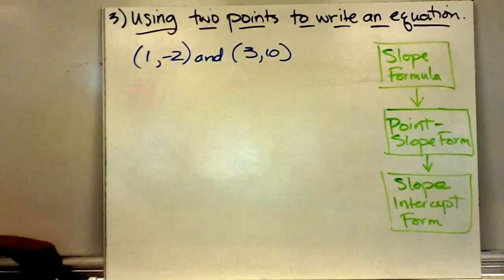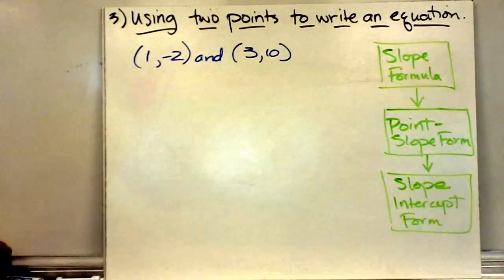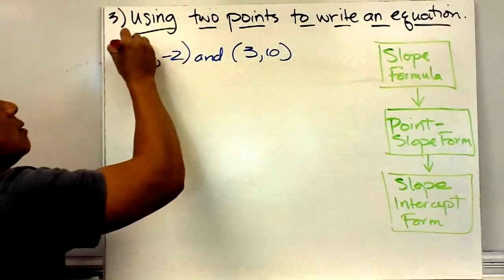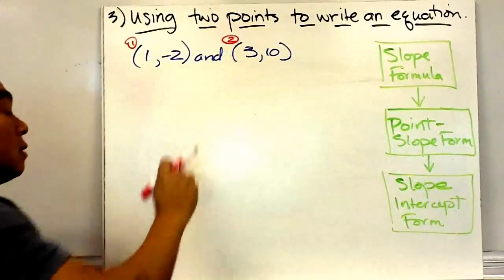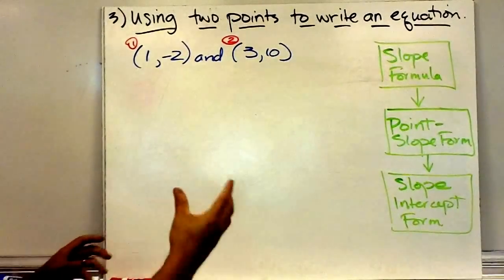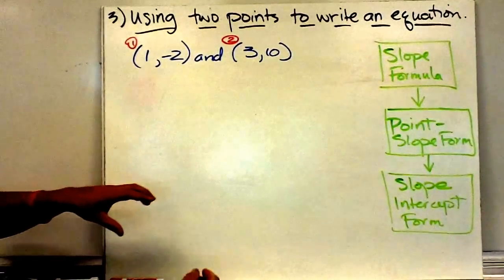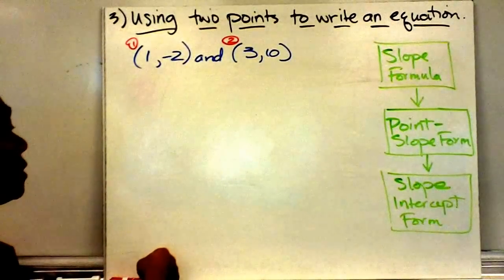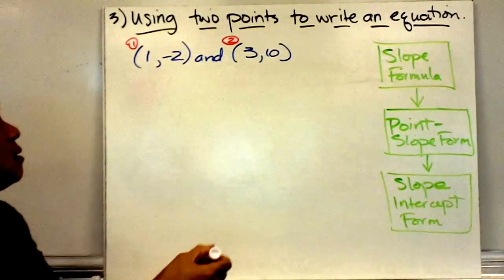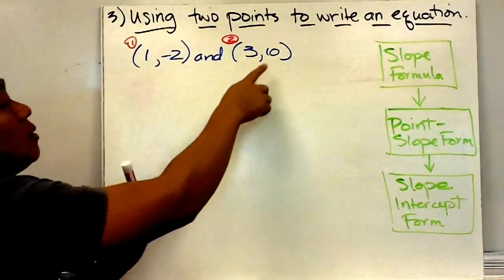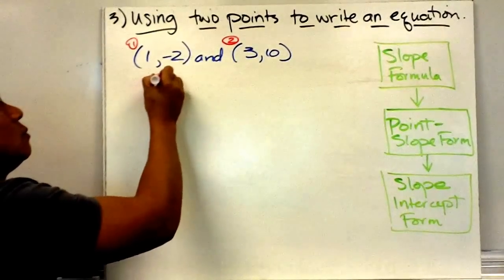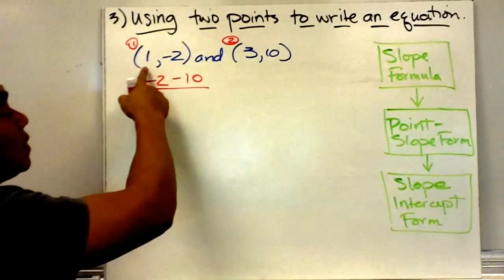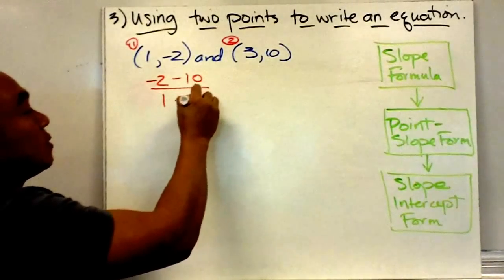So first off, let's go ahead and take our numbers, and let's just call this our set 1, and this is our set 2. Okay, so let's first of all put it in our slope formula. Our slope formula is y1 minus y2 over x1 minus x2. So let's go ahead and subtract that. So here is our y1, y2. So let's do negative 2 minus 10 over, and then take 1 minus 3.